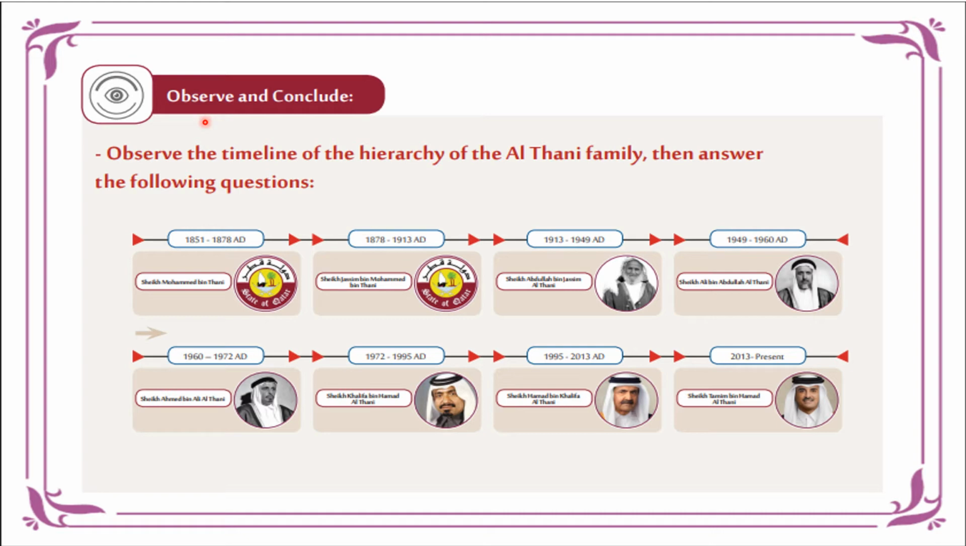So let's observe and conclude. Please study the timeline of the hierarchy of the Al-Thani family and answer the questions that I will be posting here in this presentation. I will give you just a minute to have a look at this timeline. Make sure that you begin with the earliest period, which would cover from 1851 to 1878 AD up to 2013 and present.